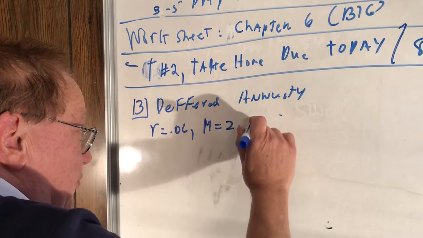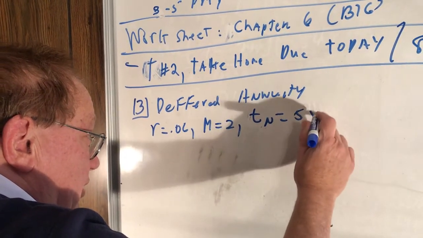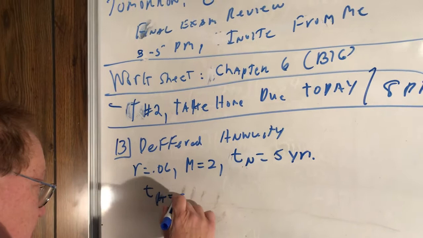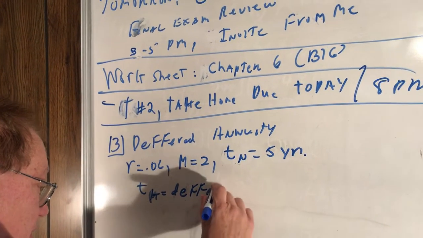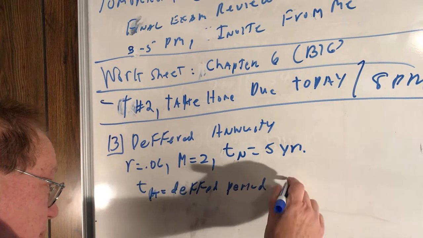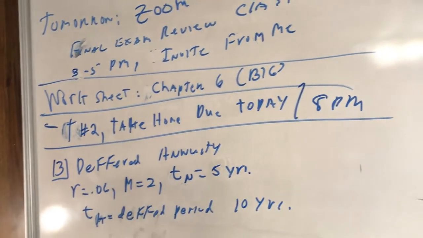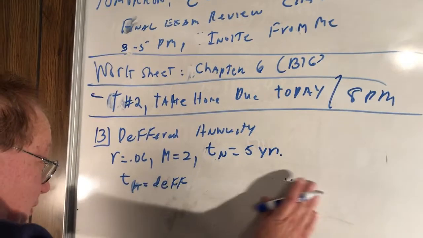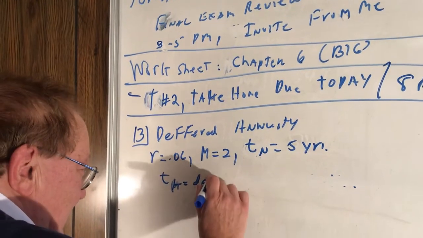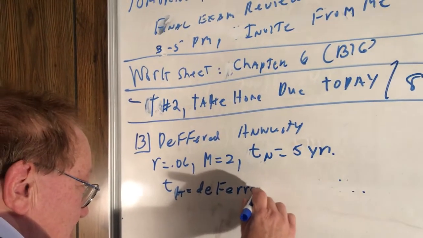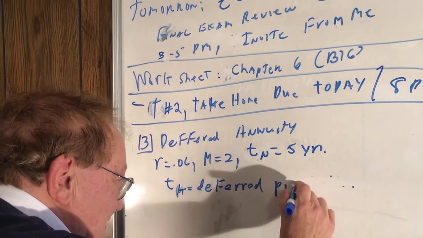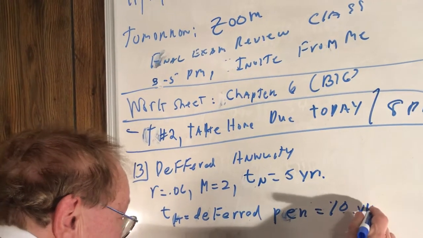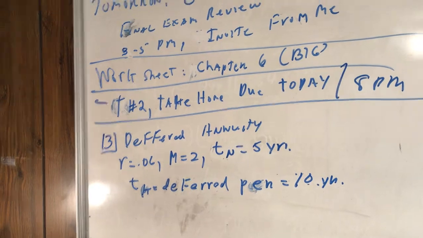So the payment period, which we call TN, is 5 years. And the deferment, TK, deferred period, is 10 years. I think there's only one F in deferred. I spelled the whole thing wrong anyway. This isn't an English class. Okay. Deferred period equals 10 years. Make sure you spell it right in the exam or you lose points.